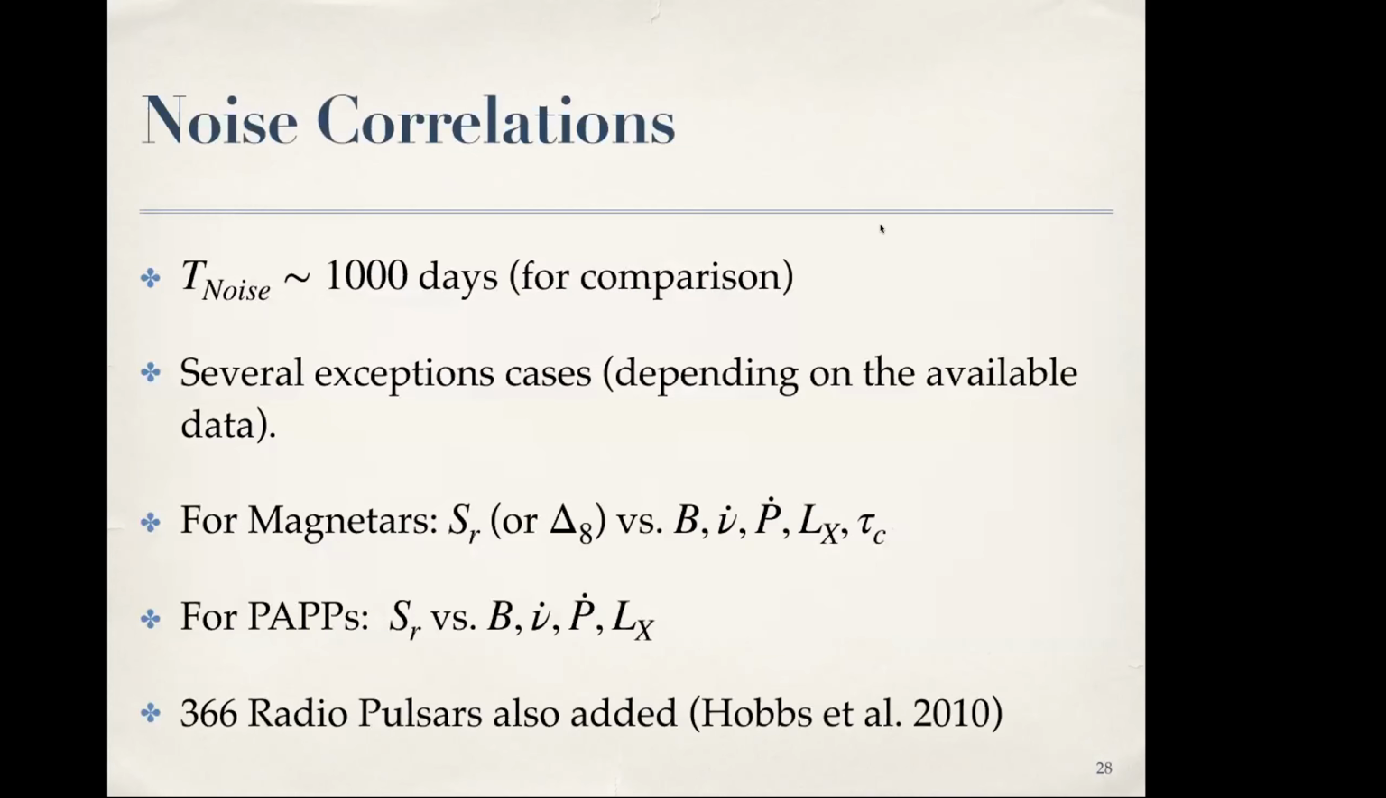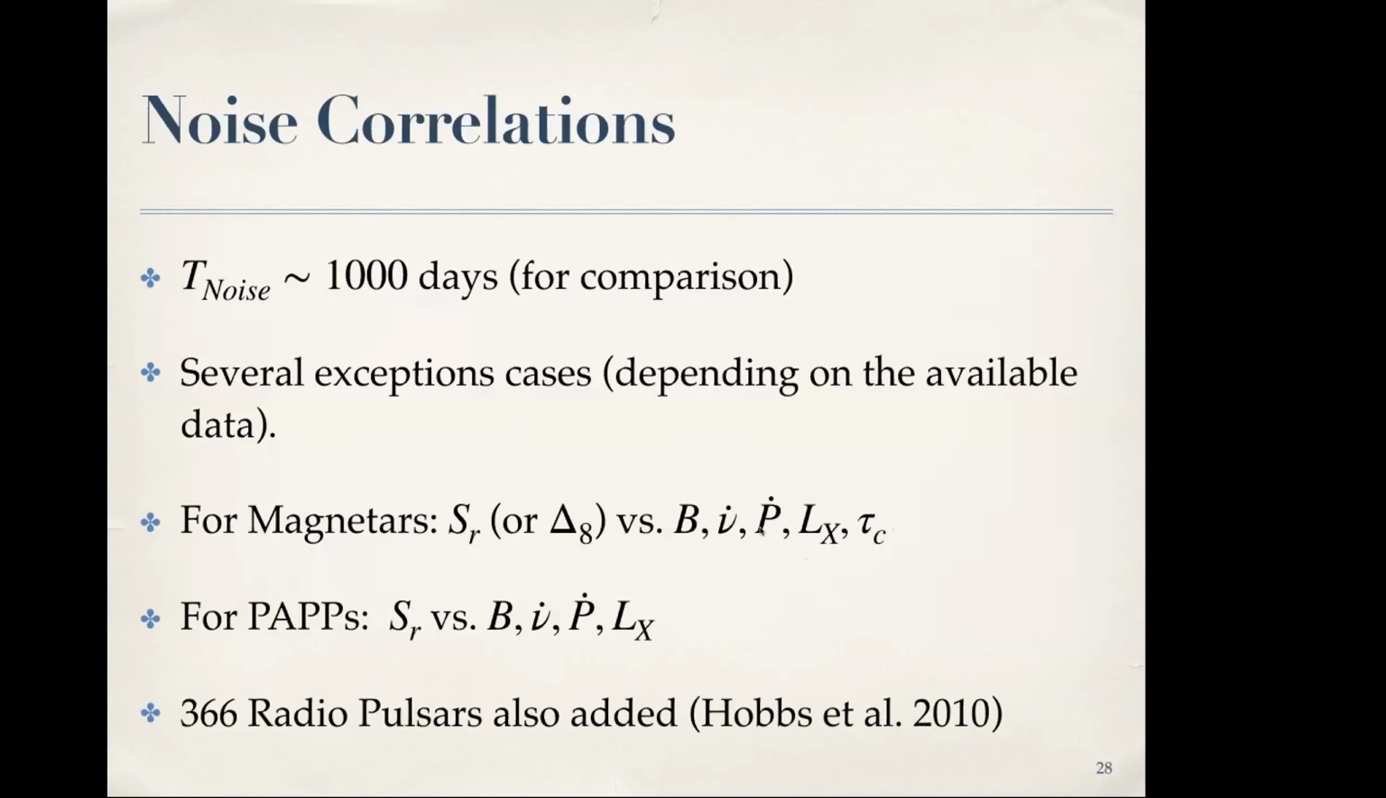Okay, once we have investigated the timing noise strength of each individual source on different time scales, now we can move on with the noise correlations. Here, a systematic cross-examination is performed to reveal possible correlations of the timing noise strength with the physical parameters, such as spin down rate, magnetic field, X-ray luminosity, characteristic age.